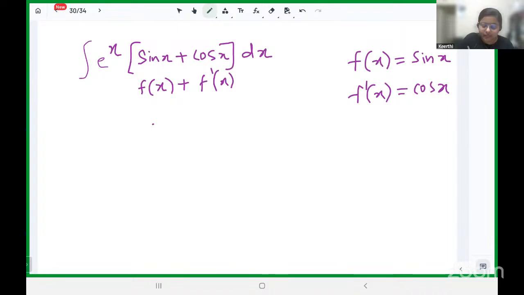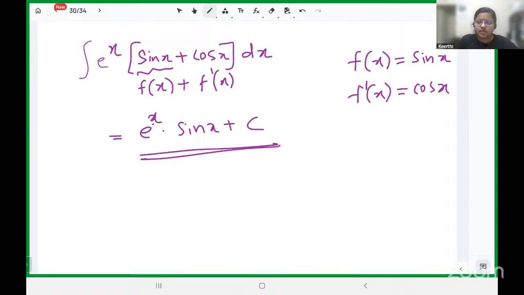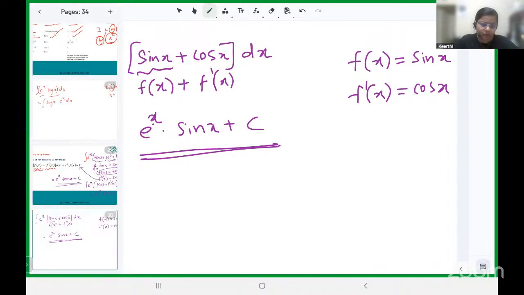Isn't it? So what will be the integral value? It is nothing but e raised x into f of x plus c. Here f of x is sin x. So the value will be e raised x into sin x plus c. Okay, e raised x into sin x plus c. This will be asked for 1 mark question. So this is important.